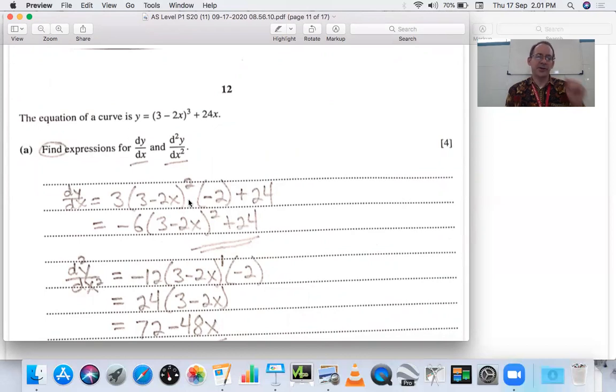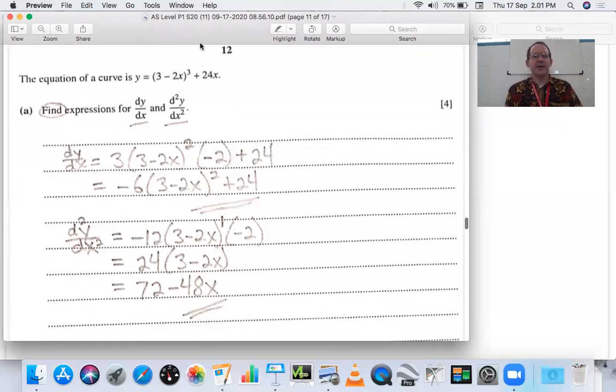The equation of a curve is y equals (3 minus 2x) cubed plus 24x. Find expressions for dy/dx and d squared y over dx squared. In other words, just find the first and second derivative. This should be straightforward using your derivative formula, which, by the way, is also in your formula sheet. So make sure you are very familiar with your formula sheet. There is a difference between the formula for a basic term and for an expanded term.